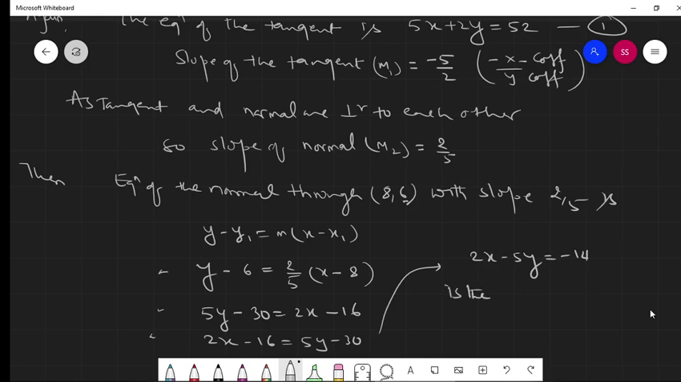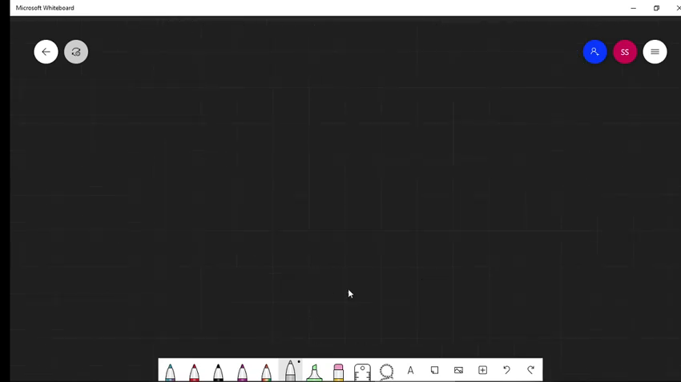This is the required equation of the normal. And so we can find the equation of normal. Now question number A.